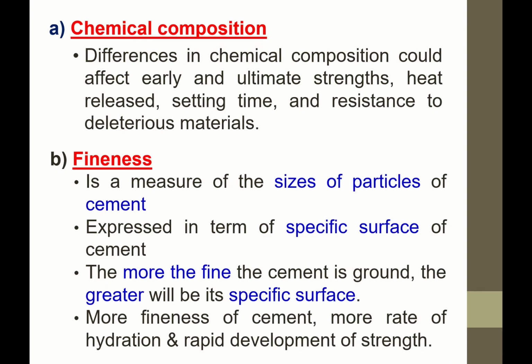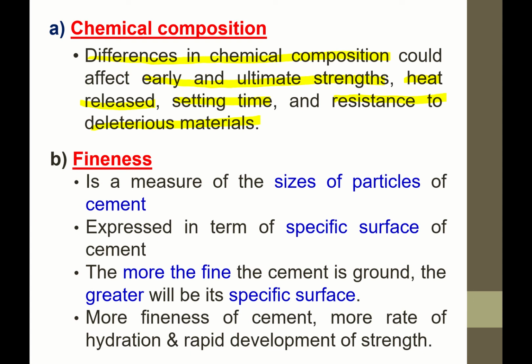So let's see all of those components in detail, starting with chemical composition. We do have differences in chemical composition, and this chemical composition could affect early and ultimate strength. So immediately after you mix with water, that cement has early strength, and then after some time that cement will achieve ultimate strength. And then from the chemical composition, of course, heat will be released, and then we do have setting time and resistance to deleterious material. So that is how you explain chemical composition.